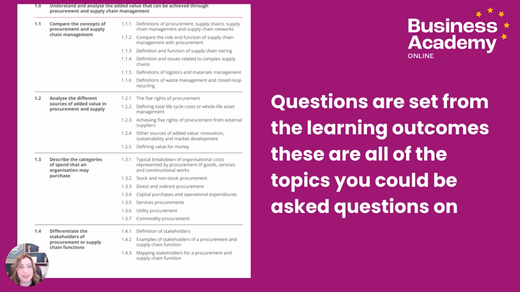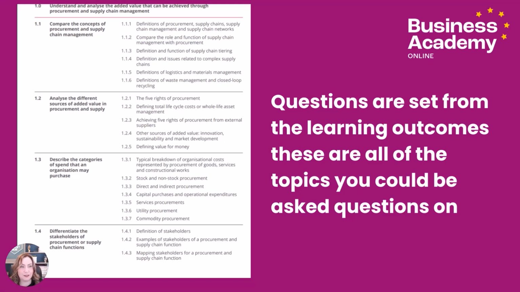Learning Objective 1 is understanding and analysing the added value that can be achieved through procurement and supply chain management. So we've got comparing the concepts of procurement and supply chain management, analysing the different sources of added value, describing the categories of spend that an organisation may purchase, and differentiating the stakeholders of a procurement or supply function.